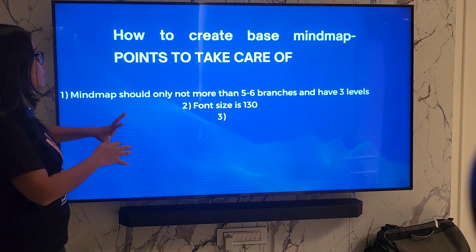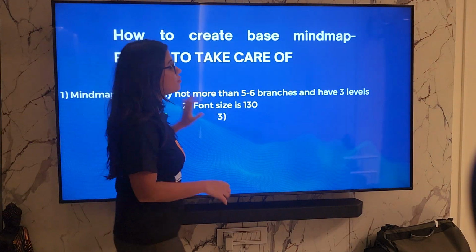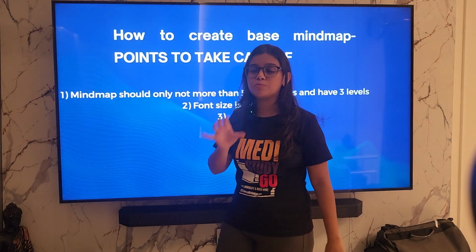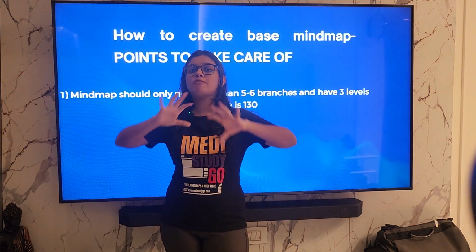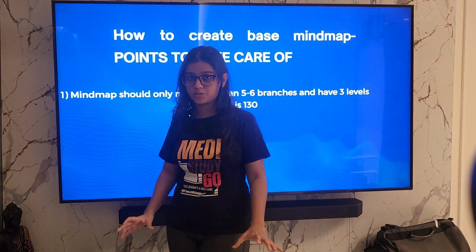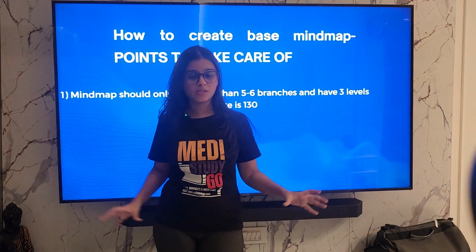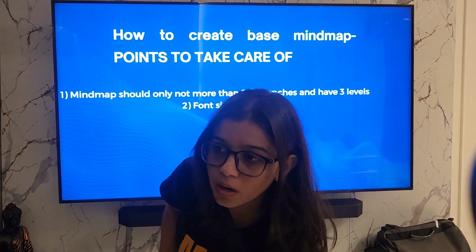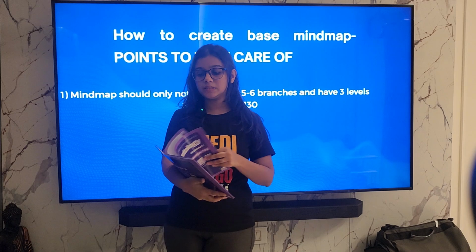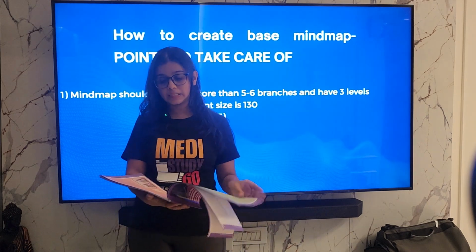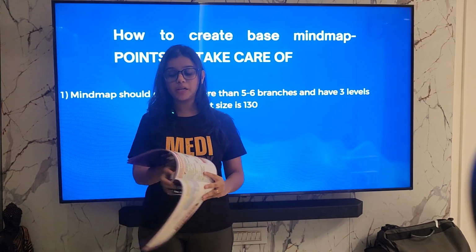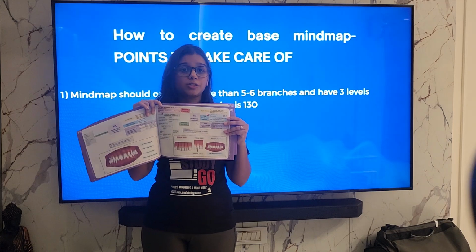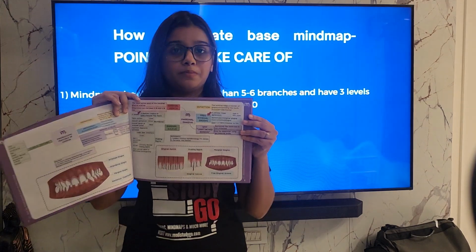So this is very important when we talk about the mind map: each mind map should have only 5 to 6 branches at the most. I'll talk about what branches are and what everything is. In a particular A4 size landscape sheet, we are only able to fill this much information at the most if you want it to be visible, right?